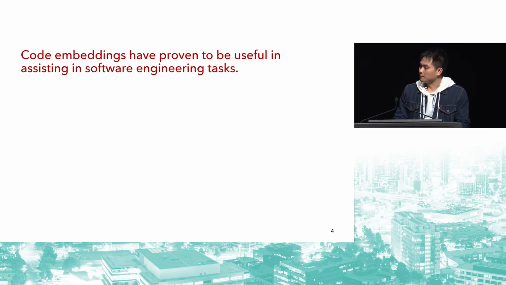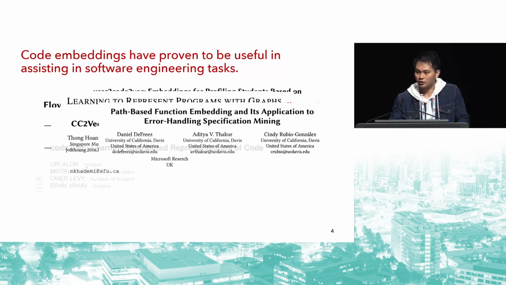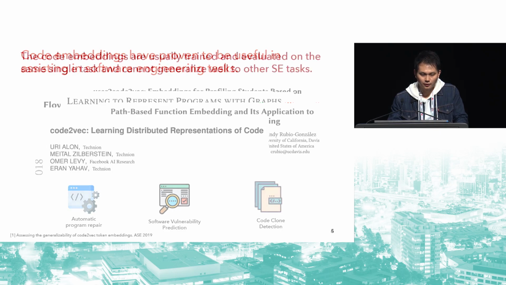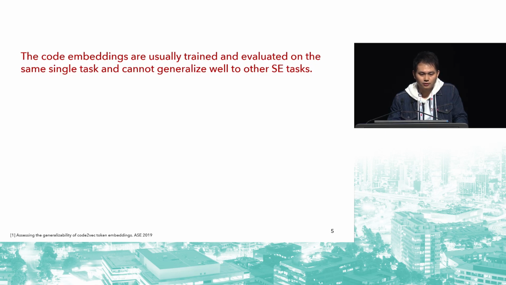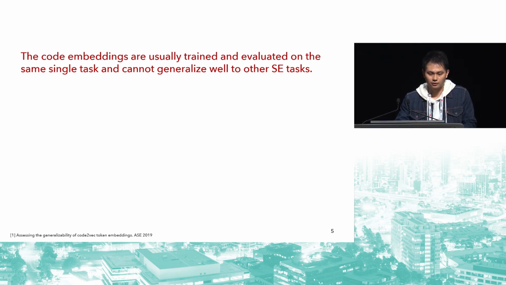Code embeddings have been proven to be very useful for a lot of software engineering tasks, and a lot of researchers have proposed approaches for doing code embeddings. However, code embeddings are usually trained and evaluated on the same single task, and they may not generalize very well to other software engineering tasks.